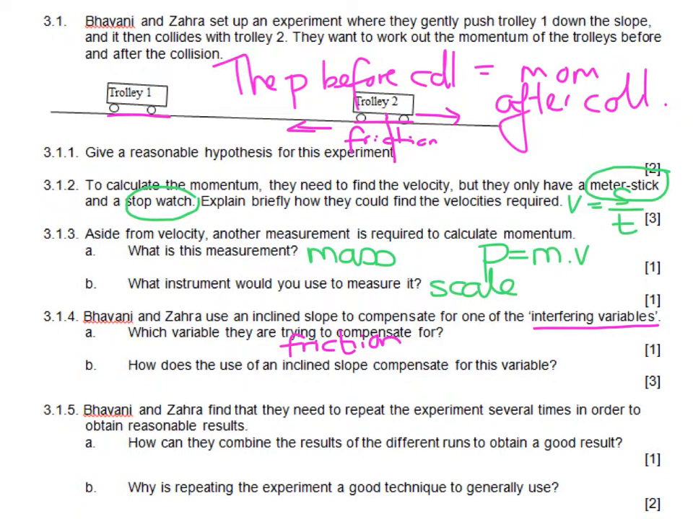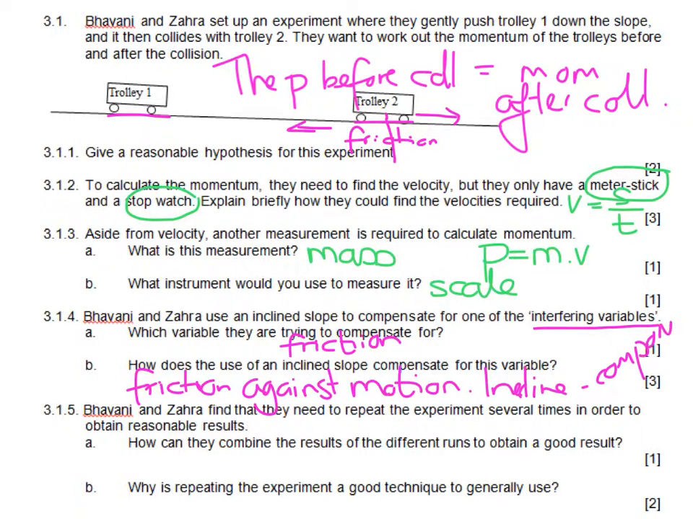How does the use of an inclined slope compensate for this variable? So friction acts against motion. And with an incline, you will have a component of weight acting downslope.